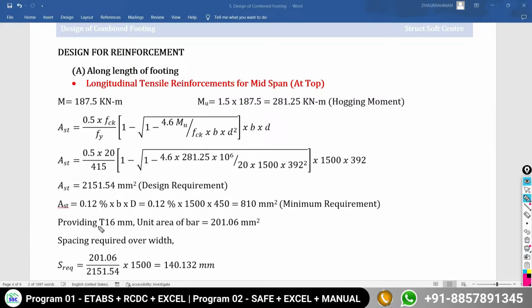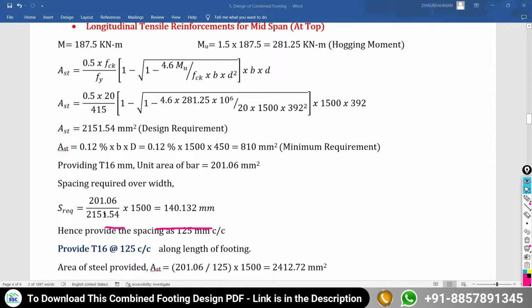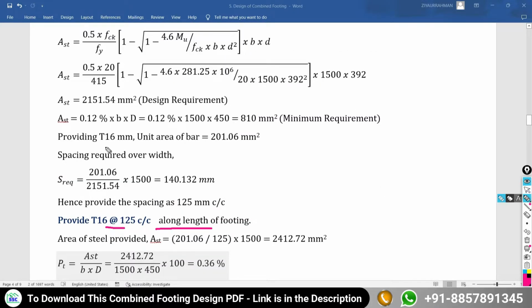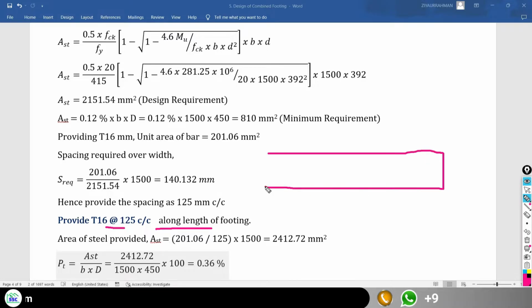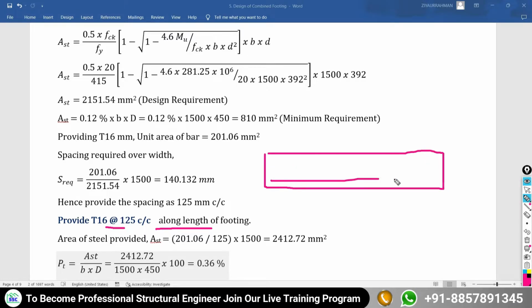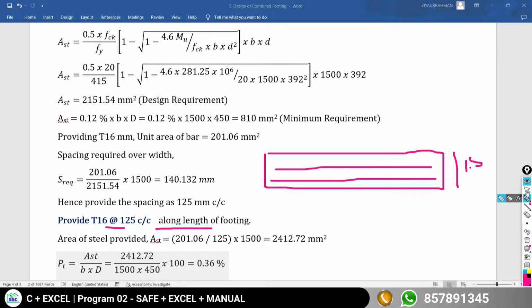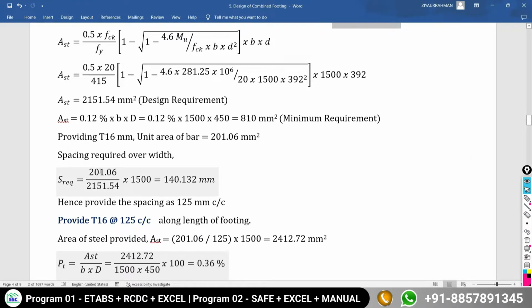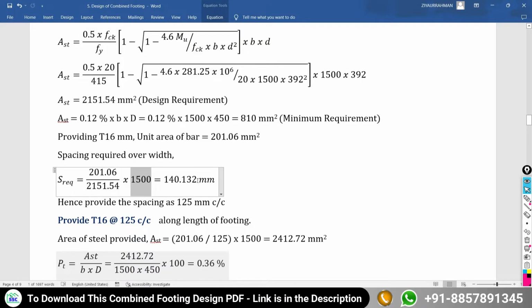So here I have decided to provide 16 mm diameter bars. So the unit area becomes 201.06 mm square. So how much spacing is required over the width? What does it mean by this, over the width? Try to understand. We are going to provide the reinforcement along the length at the top face, so its distribution will be along the width. So we have to consider this width. With all of this, see what I need to do. Spacing required is the unit area divided by the total area of reinforcement required, multiplied by the full width considered. So 140.132 mm spacing is required.